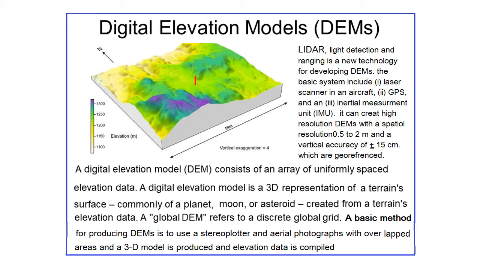LiDAR, light detection and ranging, is a new technology. The ranging technology is used also in our GPS, because it finds the distance from wherever the signal is coming from, the satellite, and the GPS receives it. So this ranging is a new technology for developing digital elevation models. The basic system includes three things: laser scanning in an aircraft, it is already fitted in the aircraft, GPS, and an inertial measurement unit.